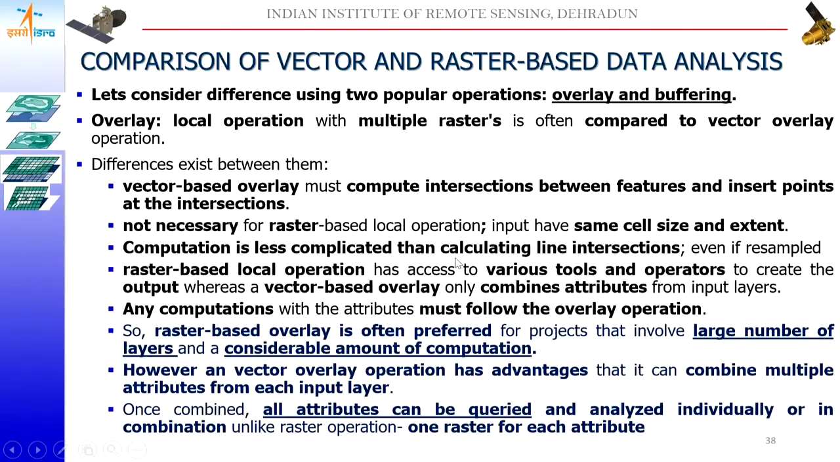But in the vector mode, whenever we do an intersection, it computes the new geometry and gives an output having the combined attributes of both the input layers, and all the subsequent processing on the attributes has to be done after the overlay operation has been done.